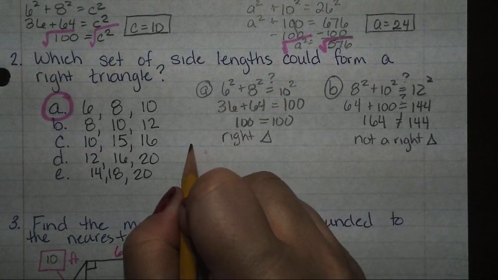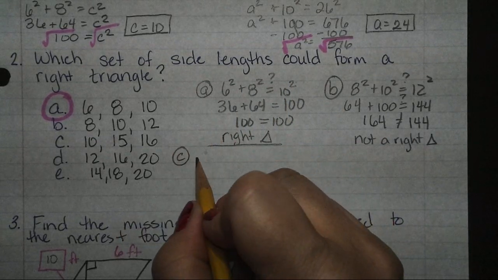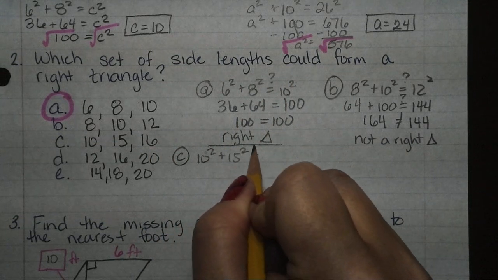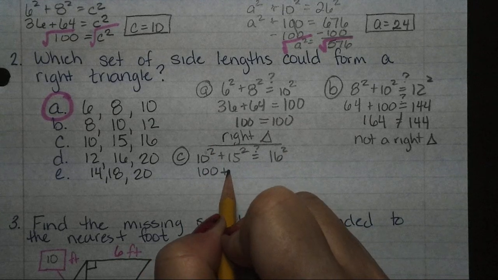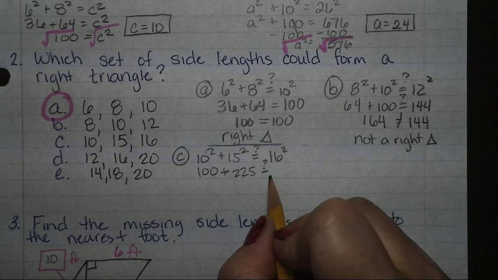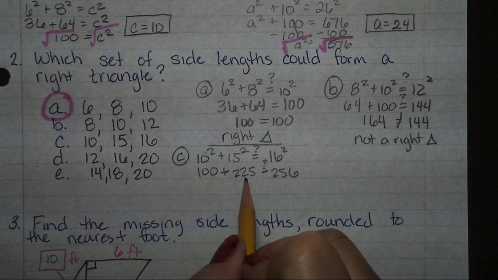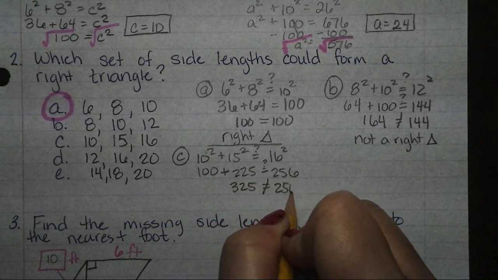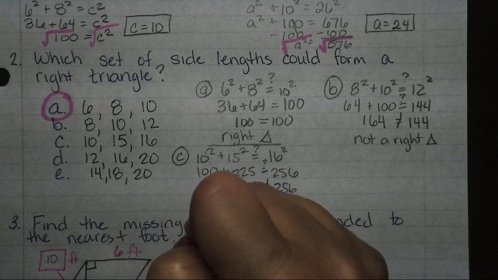All right, try to squeeze in C, D, and E on this paper. So here's C. C is 10 squared plus 15 squared. Does it equal 16 squared? So we get 100 plus 225. Does it equal 256? If we add 100 plus 225, we get 325. That does not equal 256, so it is not a right triangle.